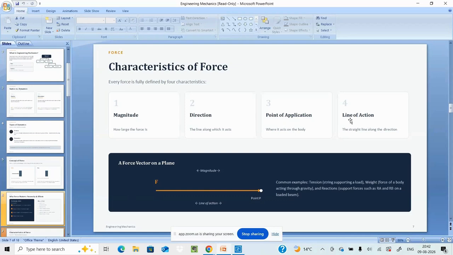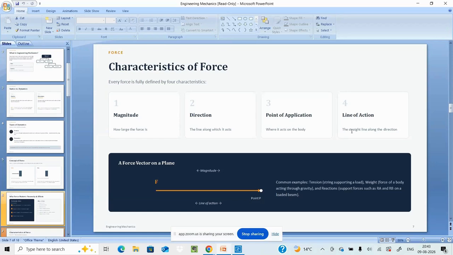And the last one is the line of action. In which direction is the force moving? The straight line along the direction, whichever way the force acts, either horizontally or vertically. So these are the characteristics of forces to be noted. First one is magnitude, second is direction, third is point of application, and the fourth is line of action. Here, magnitude is how large the force is, either vertical or horizontal. Direction is either forward, reverse or rotational. And point of application is where exactly the force is acted.